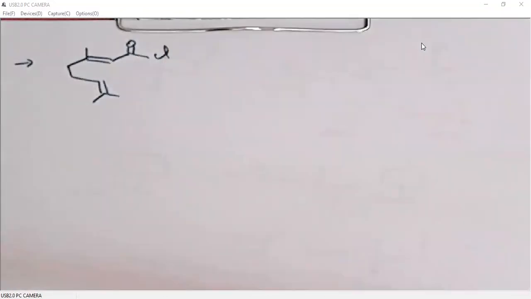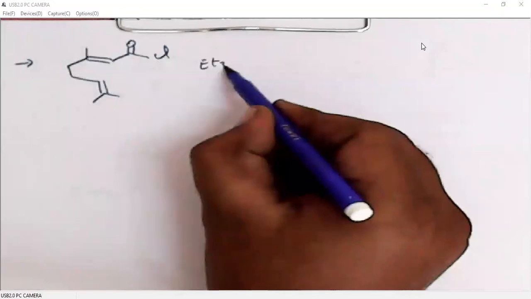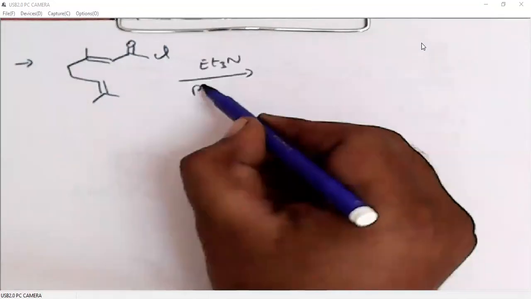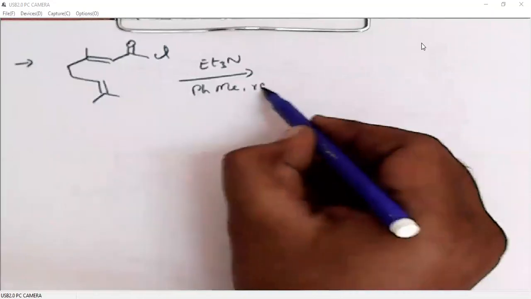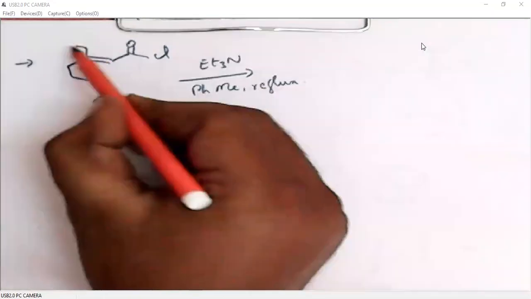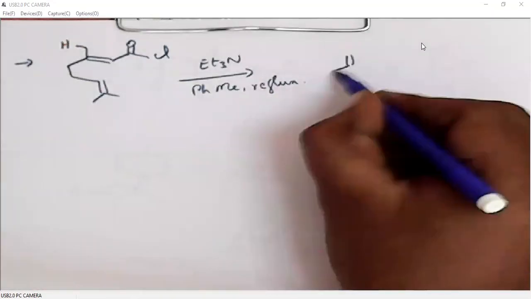So this is an alpha beta unsaturated acid chloride, and it is treated with the base. We can generate a ketene by picking up a proton from this carbon. So it generates a double bond like this.